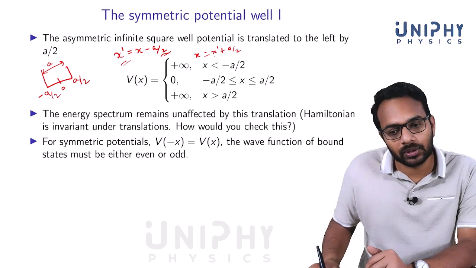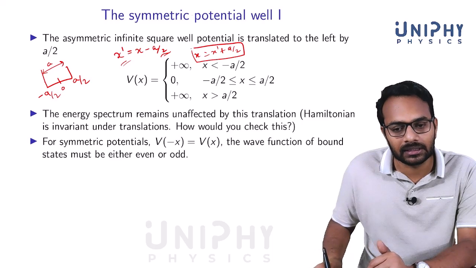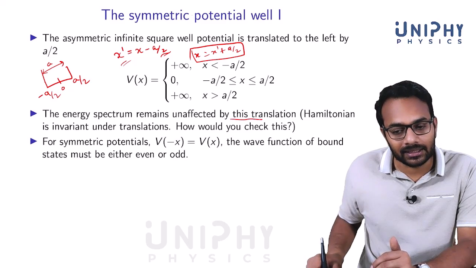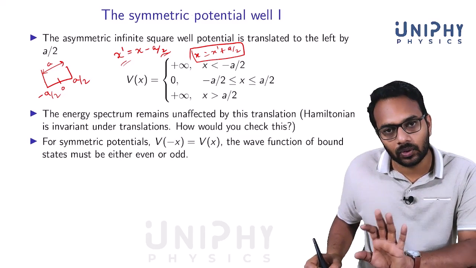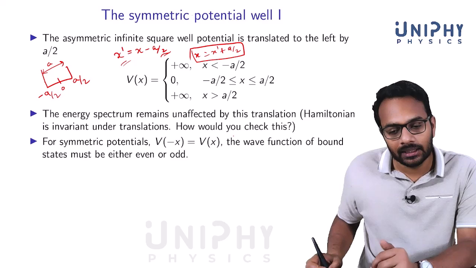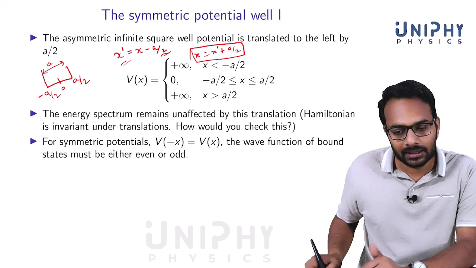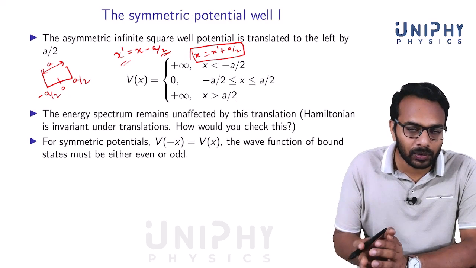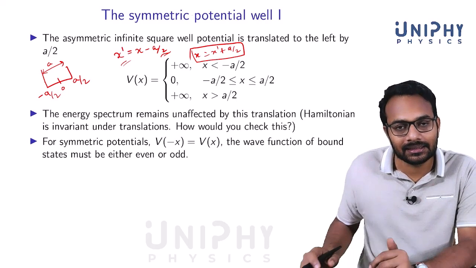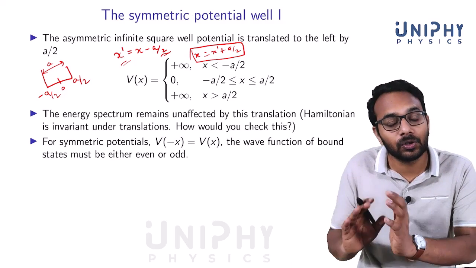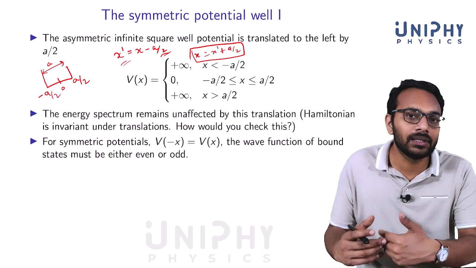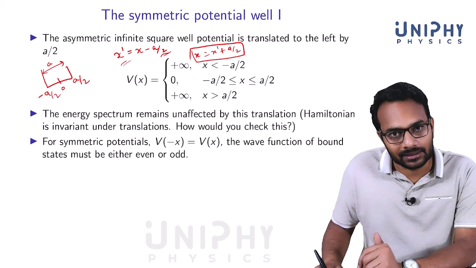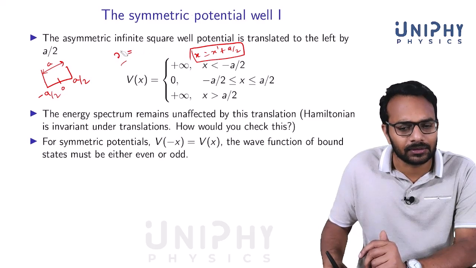If you just do this to a wave function, you will get the symmetric potential. And you can see that the energy spectrum remains unaffected. The energy spectrum does not change, only the wave function changes. Another way of saying this is that the Hamiltonian is invariant under translations. What we have done here is just translate the system a little bit, and the Hamiltonian does not know this change. In other words, the Hamiltonian is symmetric under space translations. This is known as space translation symmetry.